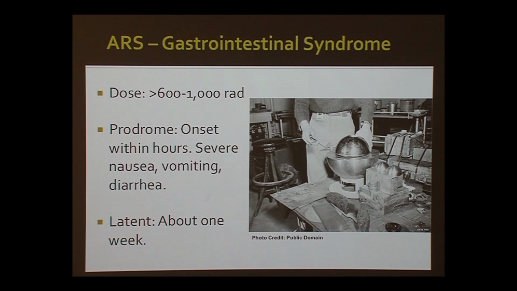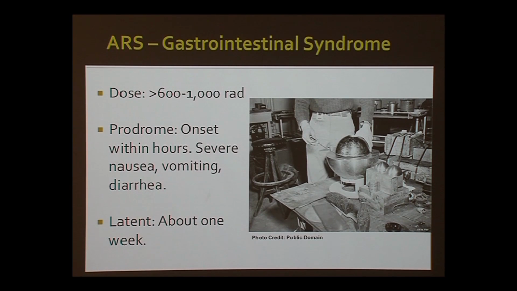So acute radiation syndrome part 2: this is when you receive a dose anywhere from 600 to 1,000 rads of radiation. And I give some of these spreads because different sources give different doses of when they feel that this kind of comes on. The prodrome of this syndrome is you typically will have an onset, if you receive a dose large enough to cause this syndrome, within hours or so of severe vomiting, nausea, diarrhea, with a latent phase of about 1 week.